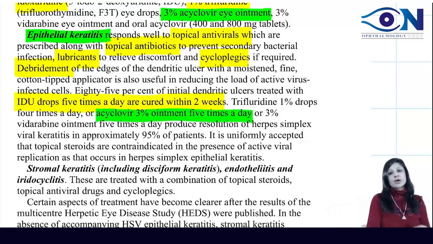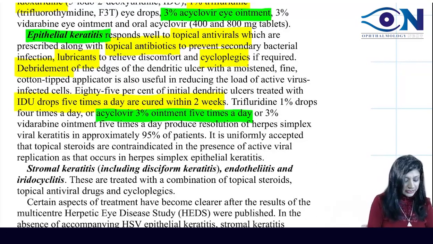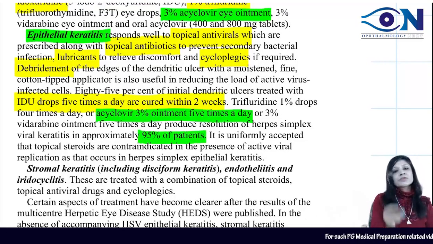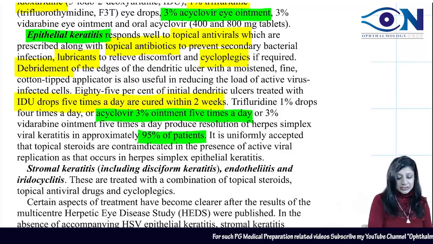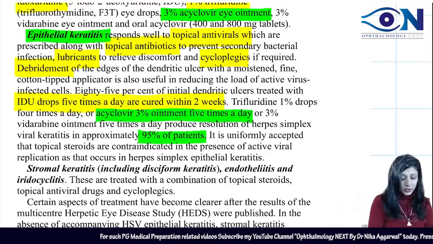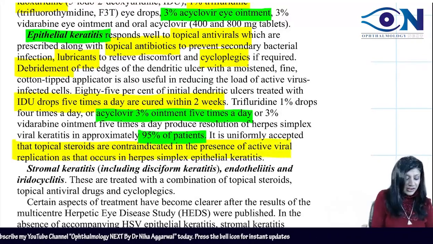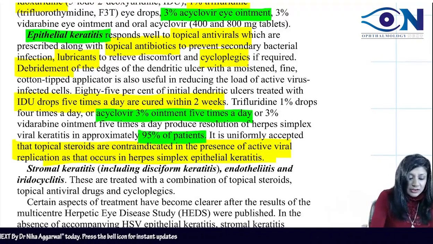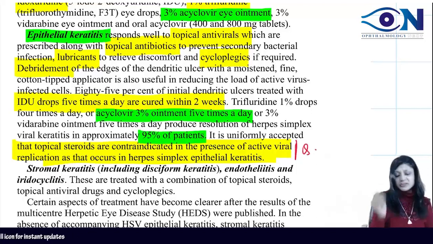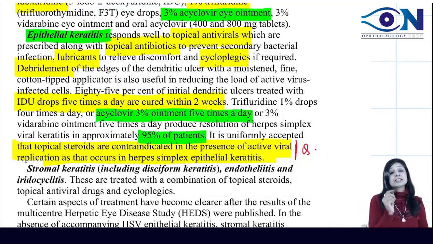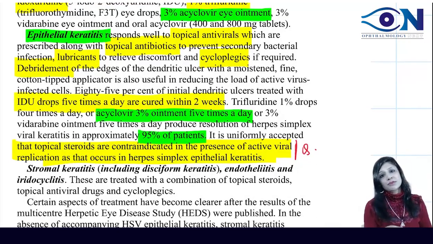That is the most commonly used treatment, and 95% of the patients are being treated by this. It is uniformly accepted that topical steroids are contraindicated in the presence of an active viral infection. So this is again an important thing. Topical steroids are contraindicated because they can hasten the formation of a geographical ulcer.